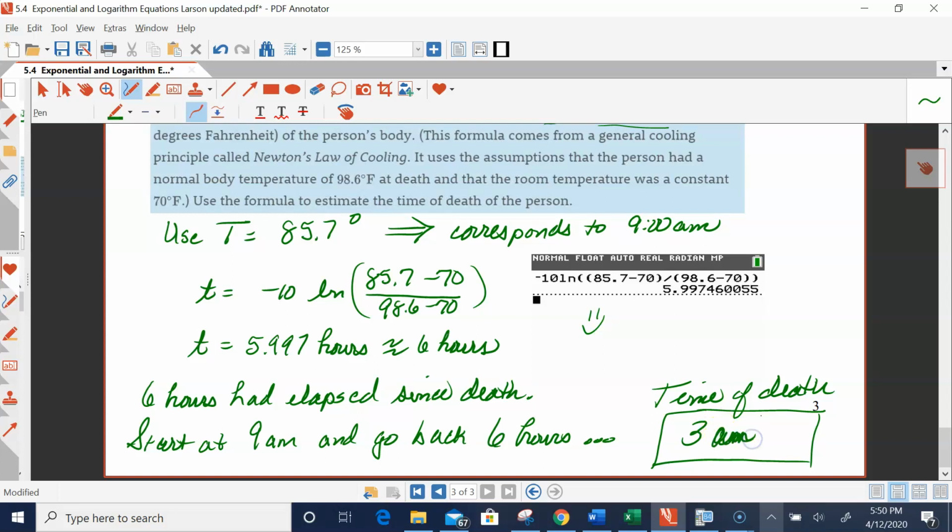So if I start at 9 and go back 6 hours, then that tells me the time of death was 3 a.m. And I apologize, I've got a dog barking in the background, but that's okay because we are done. Let me know if you have any questions.